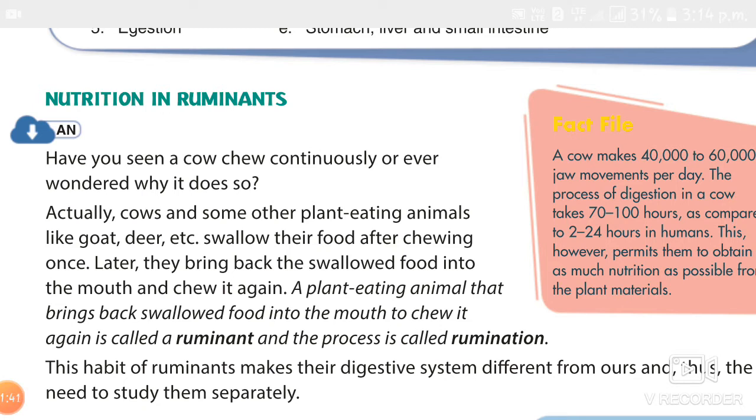Which animals are ruminants? Plant eating animals like cow, goat, deer, buffalo, camel, yak, and sheep. These animals are called ruminants. The habit of ruminants makes their digestive system different from humans and from amoeba. So let's revise ruminant digestion a little deeper.